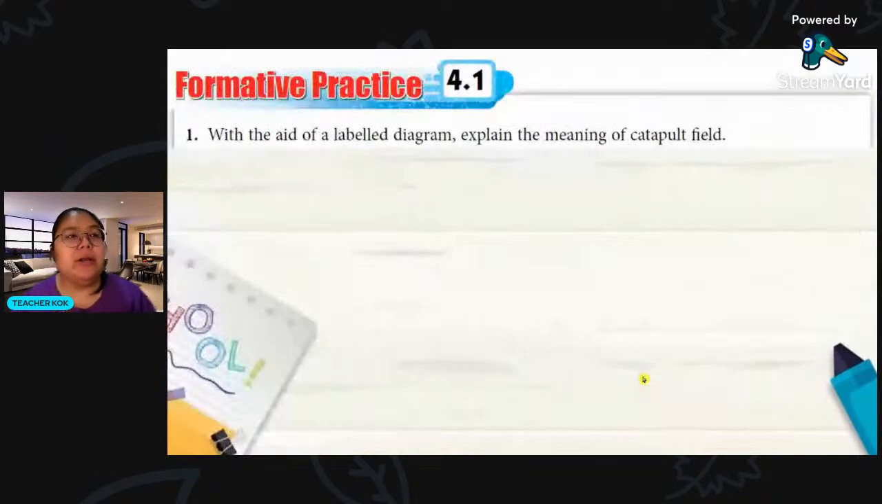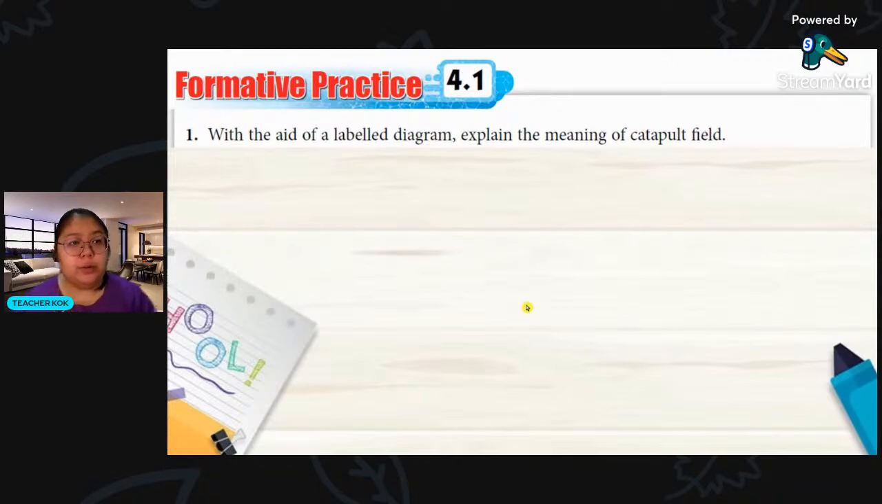Okay, the next part is already finished about your chapter 4.1. Then we go through the formative practice. Okay, let's see the formative practice. With the aid of the labelled diagram, explain the meaning of catapult field. I think catapult field you still understand.